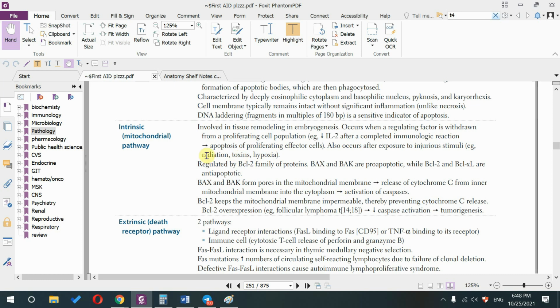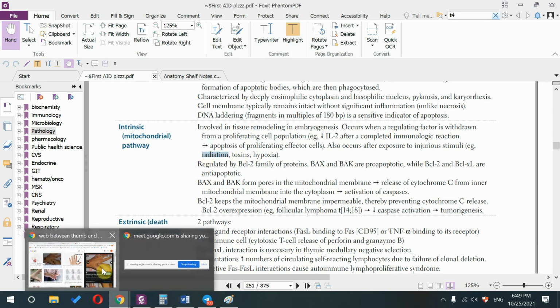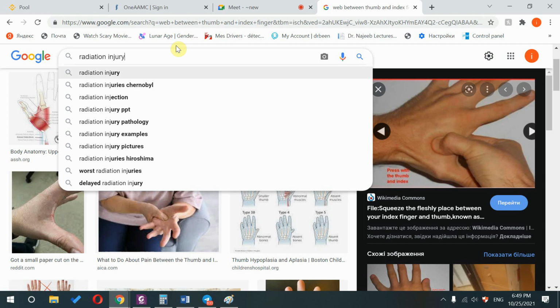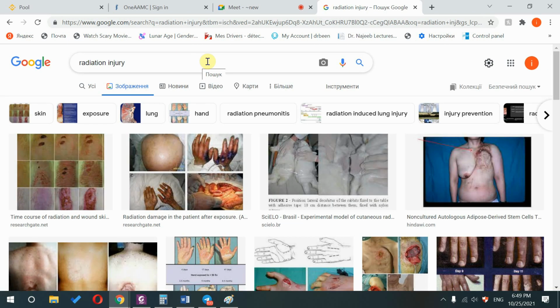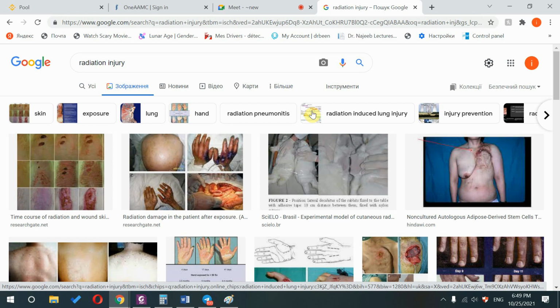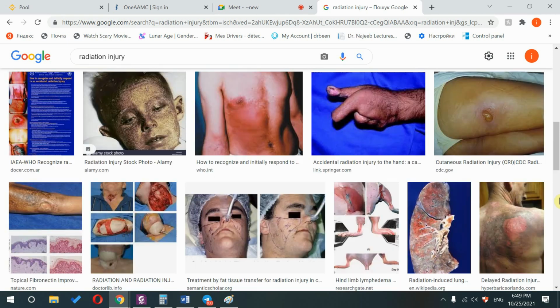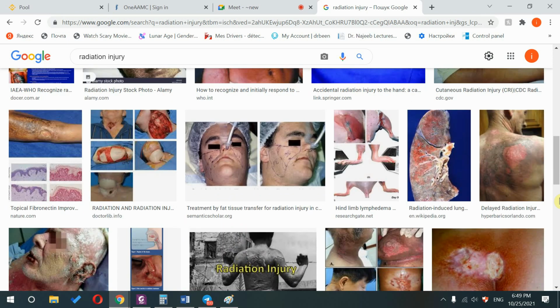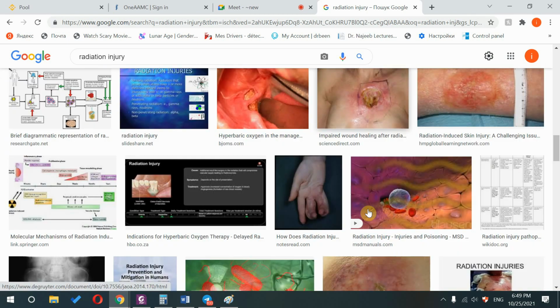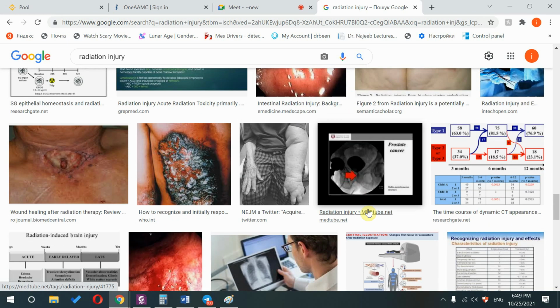Same with toxins and radiation. I hope you know about radiation injury. Really quick, there are a couple of things you have to know. There is acute radiation injury and there is post-radiation injury. The first thing about acute radiation injury is that all of the cells that proliferate quickly will be destroyed. What cells proliferate quickly? Skin, GI tract. So the patient will have constant, really bad diarrhea, and all of his skin will be burning. It will become red.